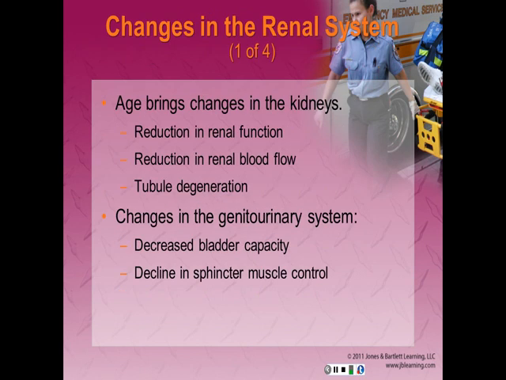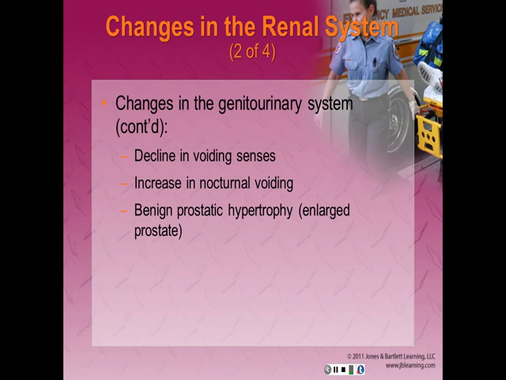Renal system changes. The largest component of the urinary system is the kidneys, or the renal organs. Age-related changes in the genitourinary system to the kidney include reduction in renal function, reduction in renal blood flow, and tubular degeneration. For the genitourinary system in general, there is a decrease in bladder capacity, a decline in sphincter muscle control, a decline in the voiding senses, and an increase in nocturnal voiding. There's also an enlarged prostate, or benign prostatic hypertrophy, in men.